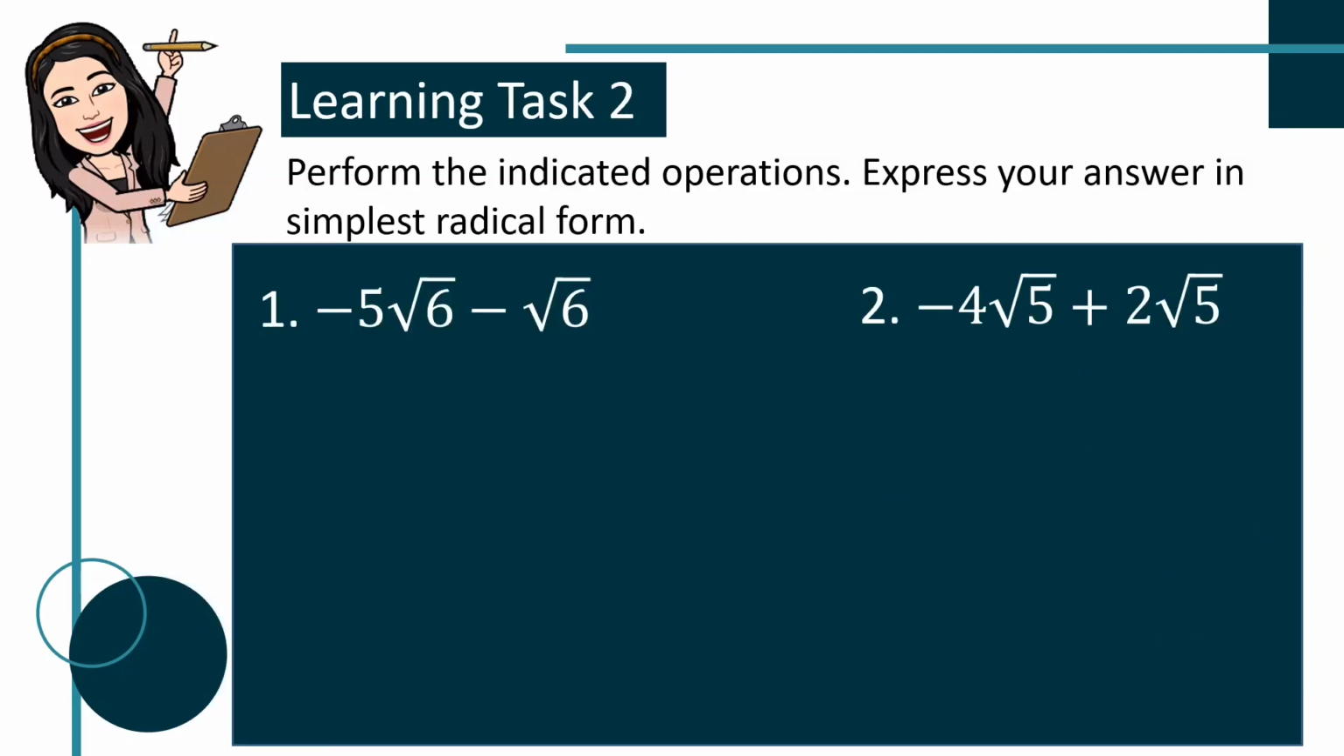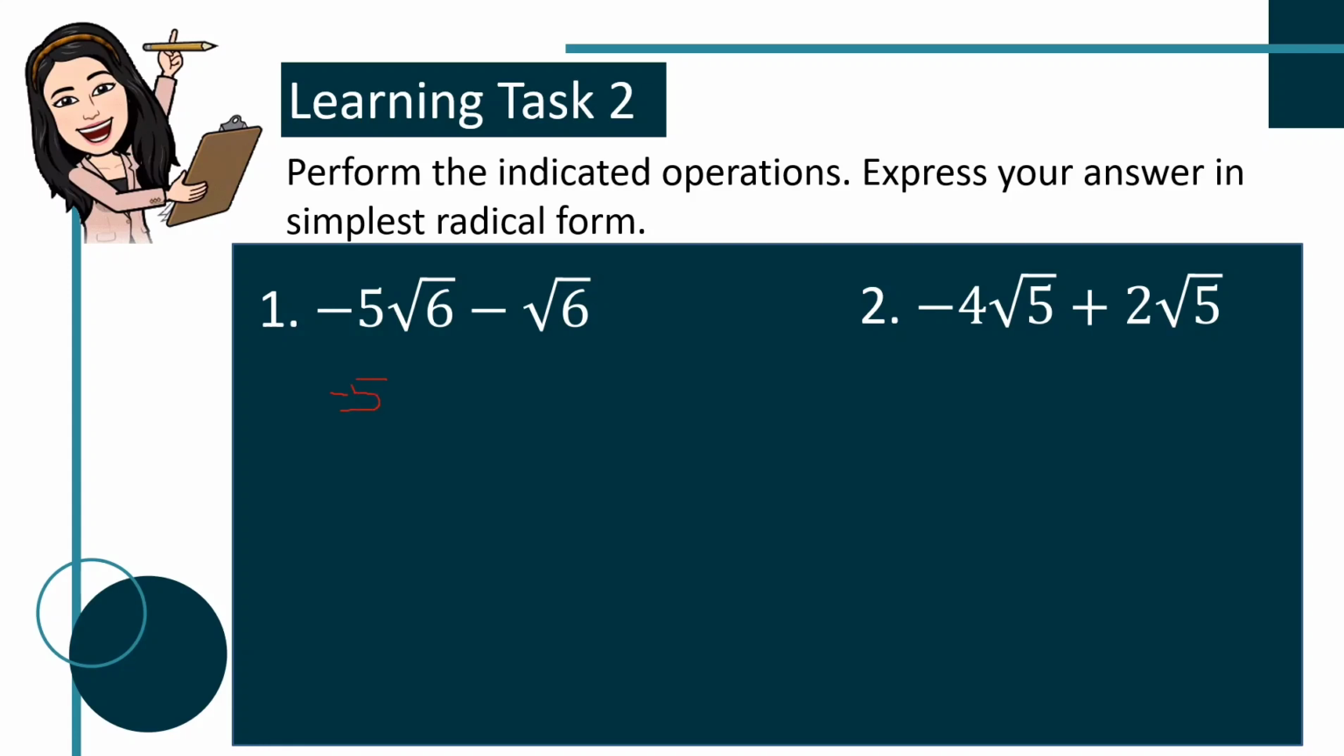Now, for your learning task number 2, yung letter B, you need to perform the indicated operations. Express your answer in simplest radical form. So, lagi dapat nasa simplest form. So, how we're going to perform the indicated operations? So, i-try natin. Apply lang natin lahat ng natutunan natin. Now, this is subtraction, tama? So, kapag subtraction, sa coefficient tayo. So, we have negative 5.